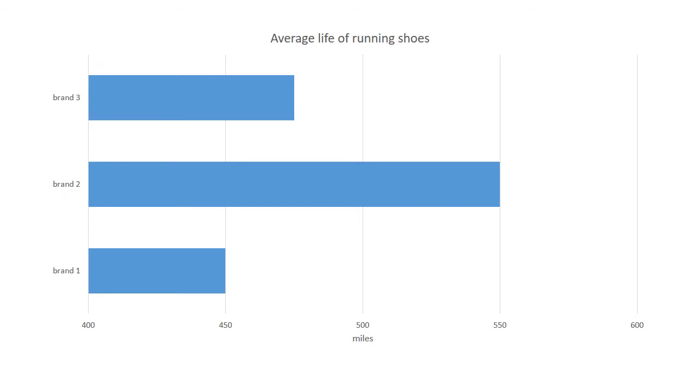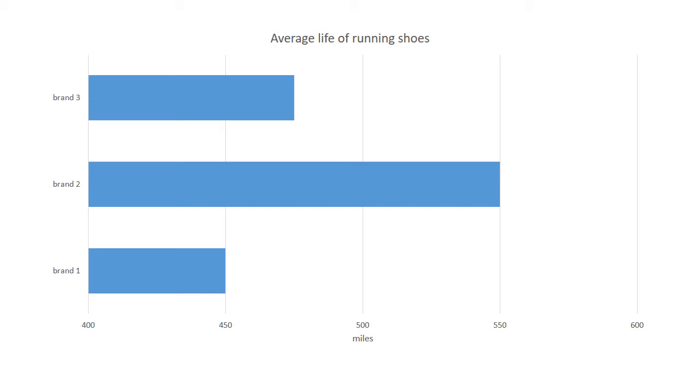All right, let's look at this one. This one is a comparison between running shoes. You've got 3 brands. If you ask manufacturers of a brand of running shoe, they would say they last about 400 to 500 miles. So I guess they took these out and tested them, and this is the graph they came up with. So if you're looking at these, you think, wow, brand 2 really outshines brand 1, right?